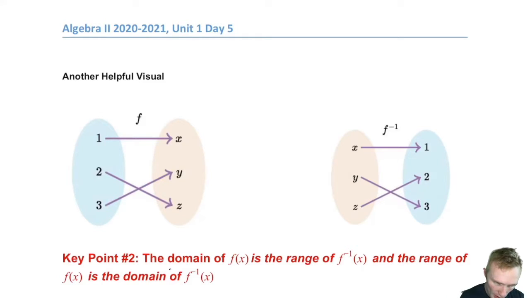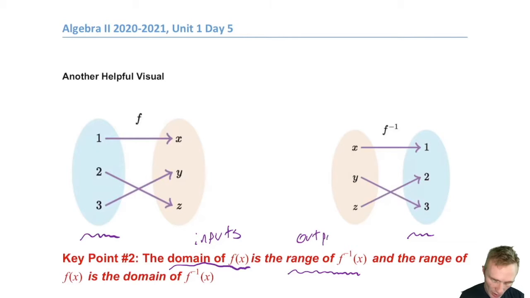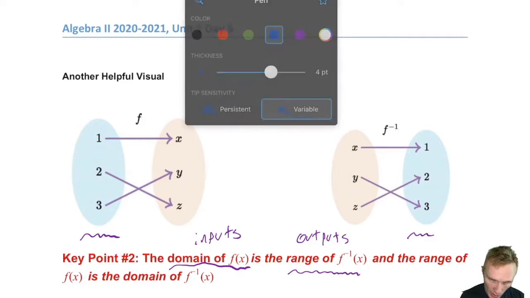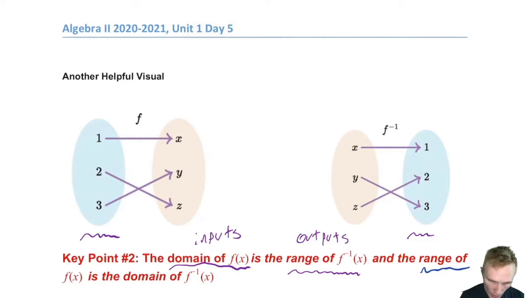And the key thing to realize here, the domain of f of x is the same thing as the range of its inverse. So domain, remember, is the inputs, and range is the outputs. So the inputs of f are the outputs of the inverse, and vice versa. If we look at the range of f of x, that's this guy, it's the same thing as the domain of the inverse. So domain and range get swapped.